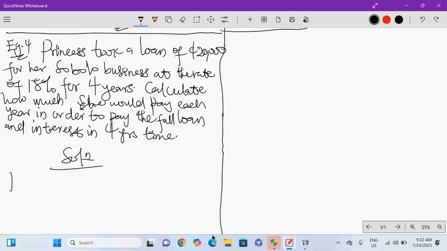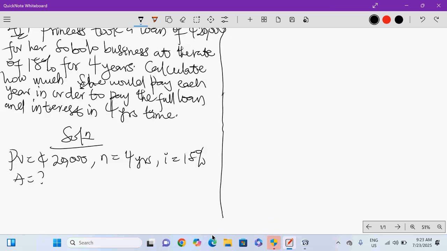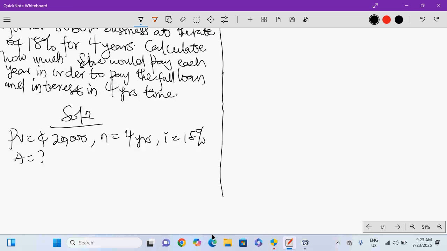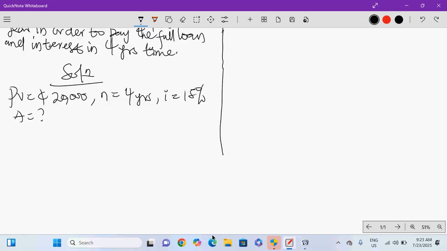present value. So present value is equal to 20,000. That is the loan that I'm going to take. Number of periods is what? It's 4 years. Then the interest rate is 15%. What is my A? I don't know. That is what the question is requiring. Calculate how much she would pay each year. That is the annuity. So you are going to use the present value of annuity.